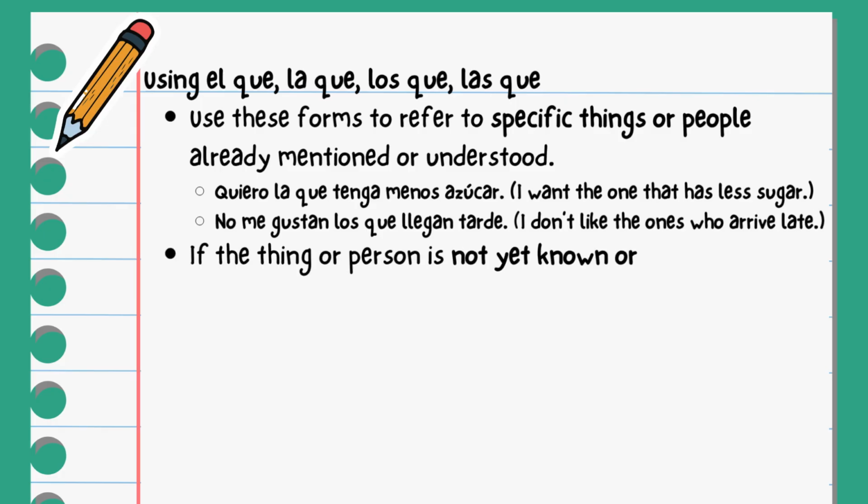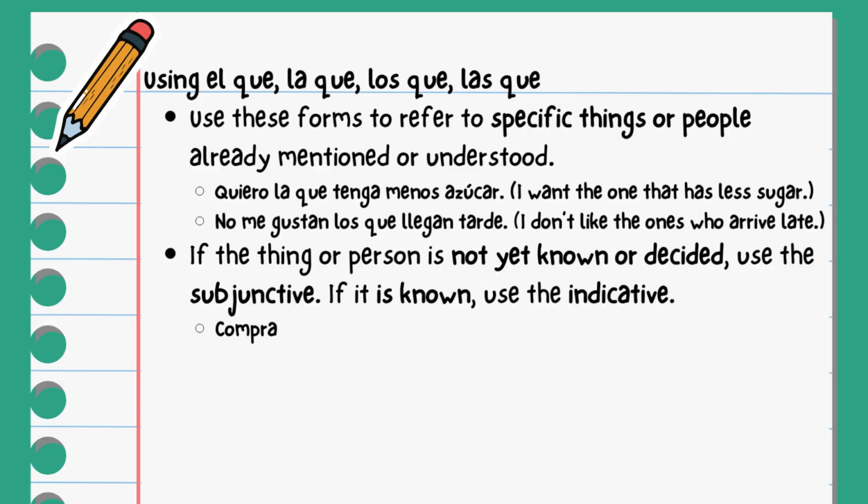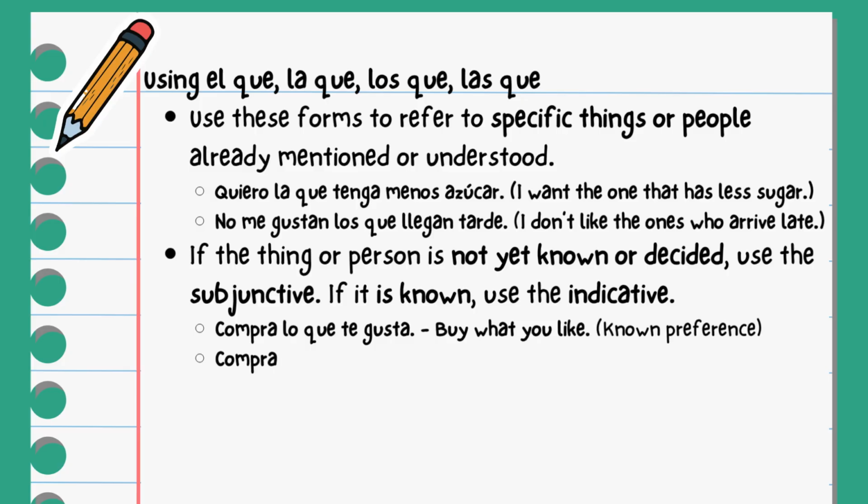If the thing or person is not yet known or decided, you use the subjunctive. If it is known, you use the indicative. For example, compra lo que te gusta. Buy what you like. Compra lo que te guste. Buy whatever you like.